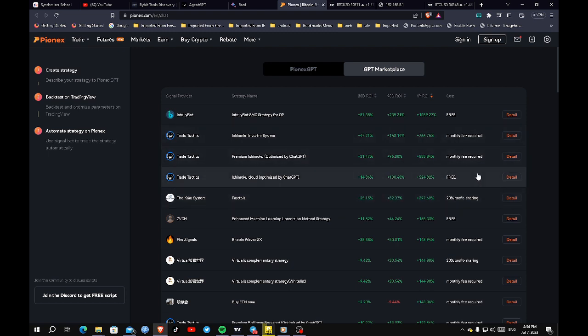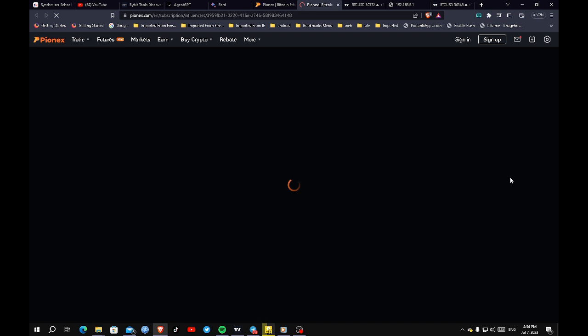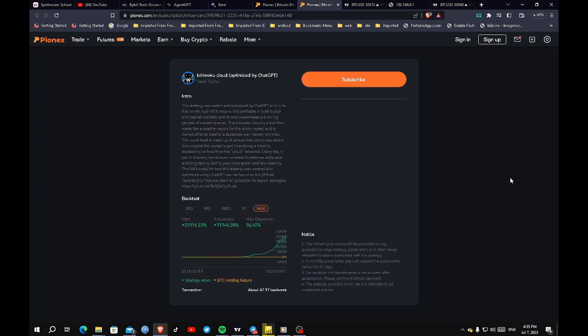Okay, let's look at trade tactics and see how well this is doing. You see the max yield was much higher. That's 23,000%. The annualized was 111,000%. You can see 1 year still high, 180 days, 90 days, 30 days, and it's still a great strategy. You can subscribe to it.